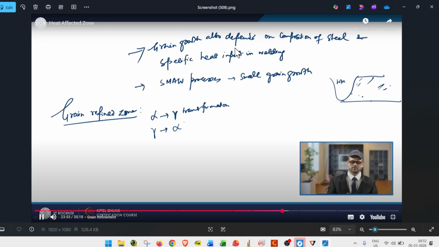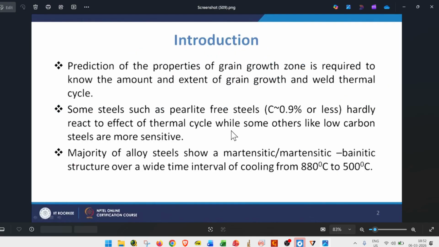The grain growth depends upon the composition of the steel and the specific heat input in the welding. In the SAW process, smaller grain growth occurs because of the lower heat input. But in case of submerged arc welding, higher growth occurs because of the higher heat input. The prediction of the properties of the grain growth zone requires knowing the amount of grain growth and the weld thermal cycle.